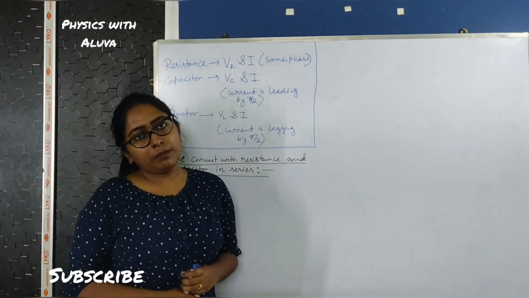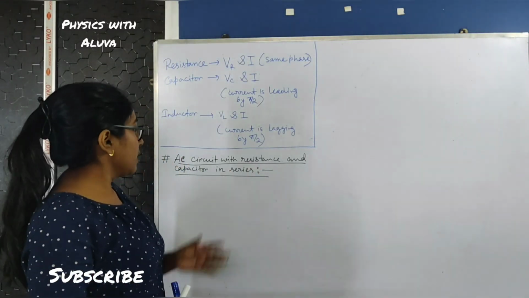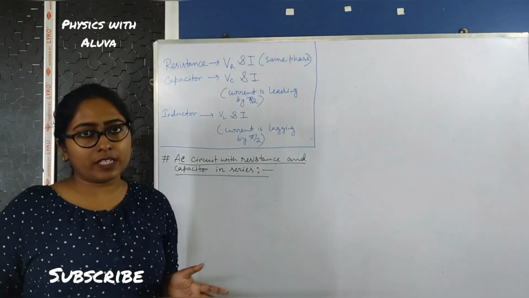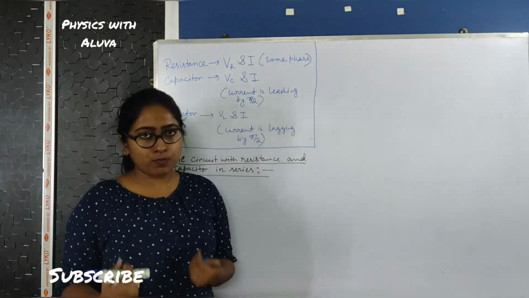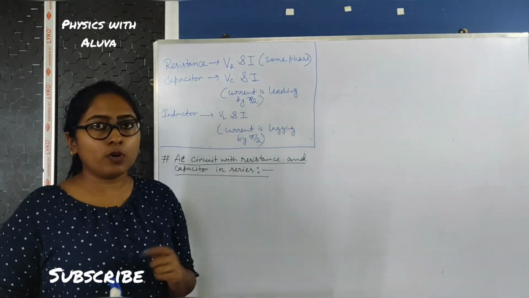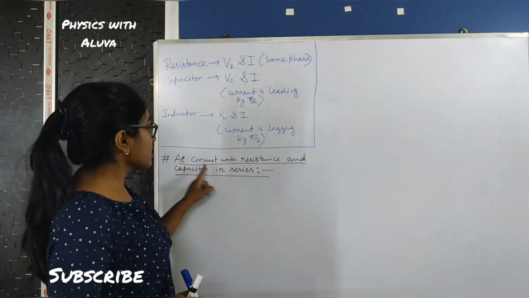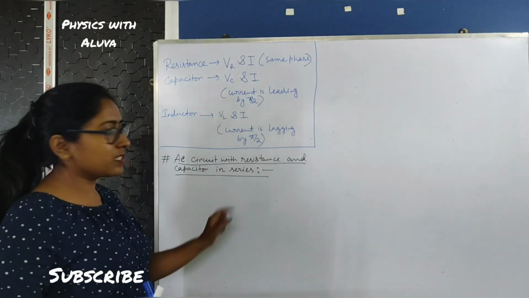Hello everyone, welcome back. Today we will discuss the important derivation from the chapter alternating current. We have already done a few important derivations in the previous video, in the part 1 video. This is the part 2 video of alternating current. So let's start. We have to do this derivation: AC circuit with resistance and capacitor in series.